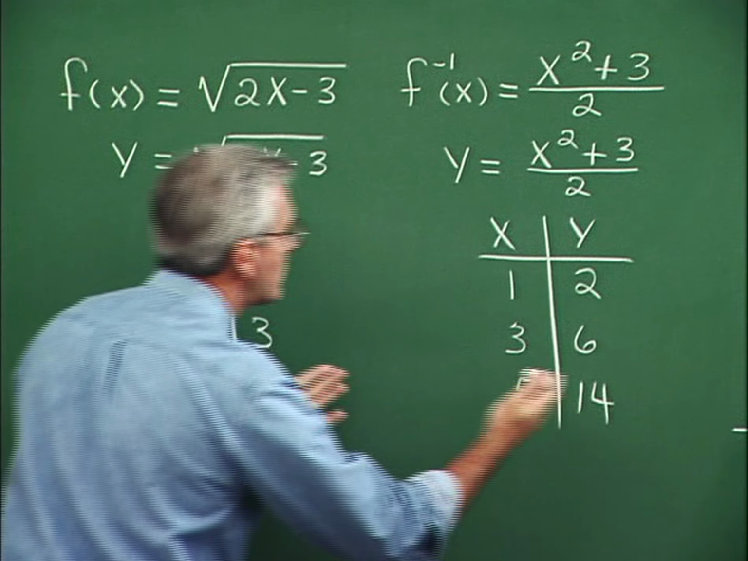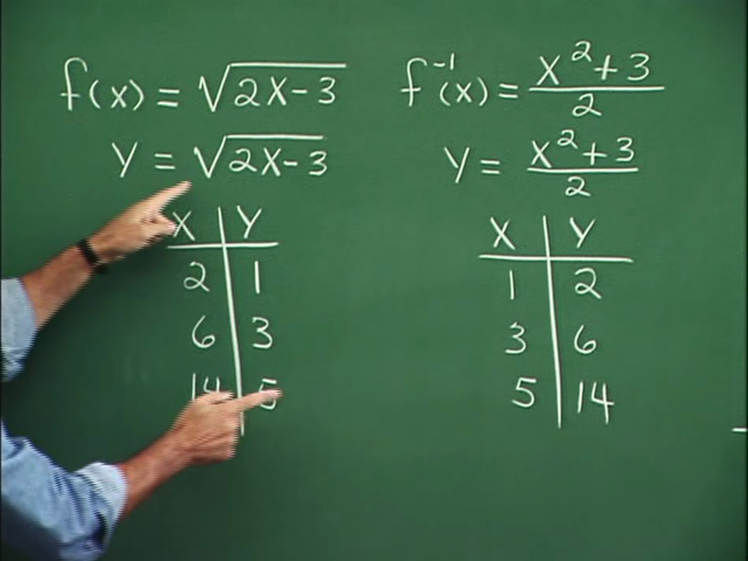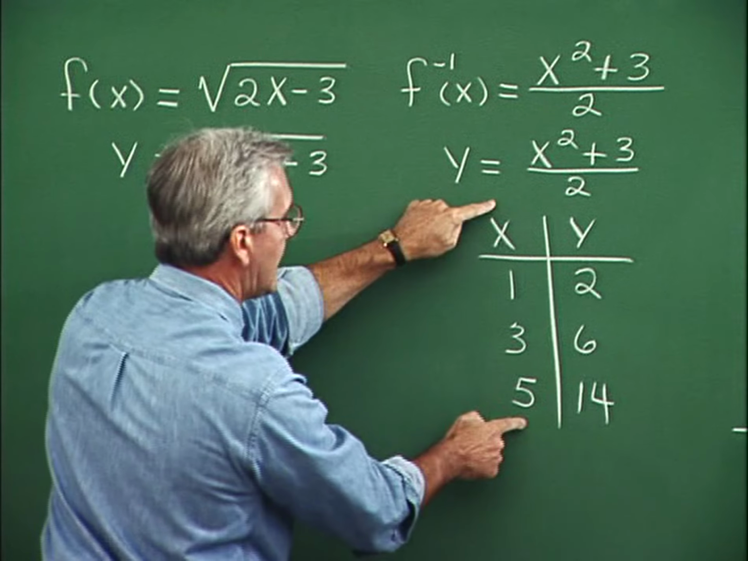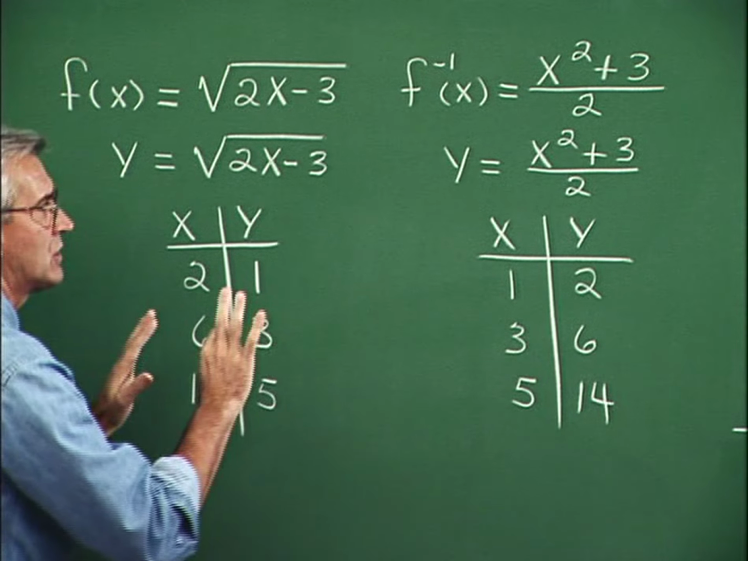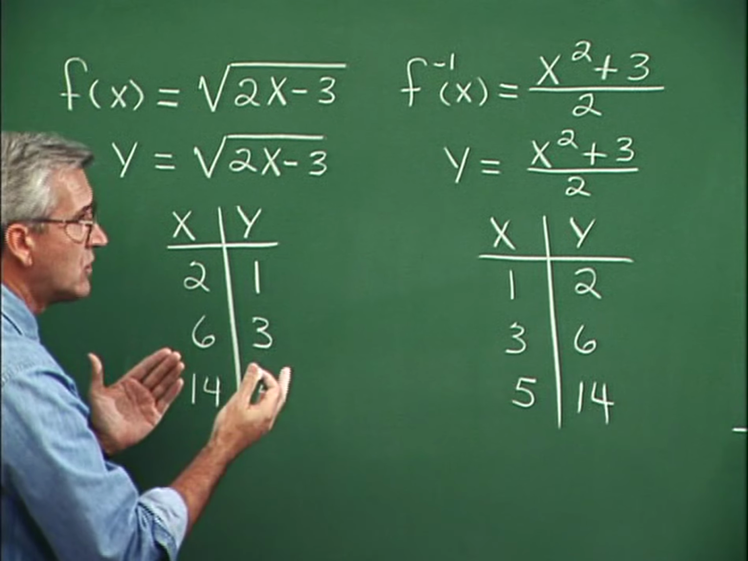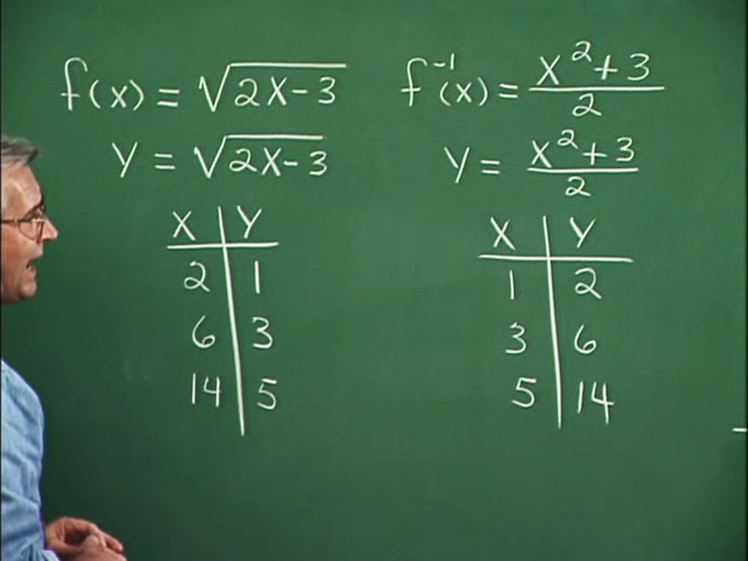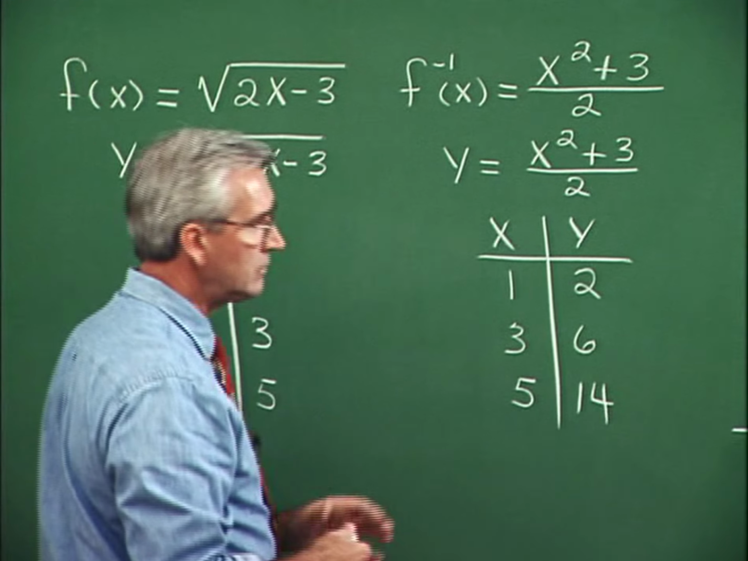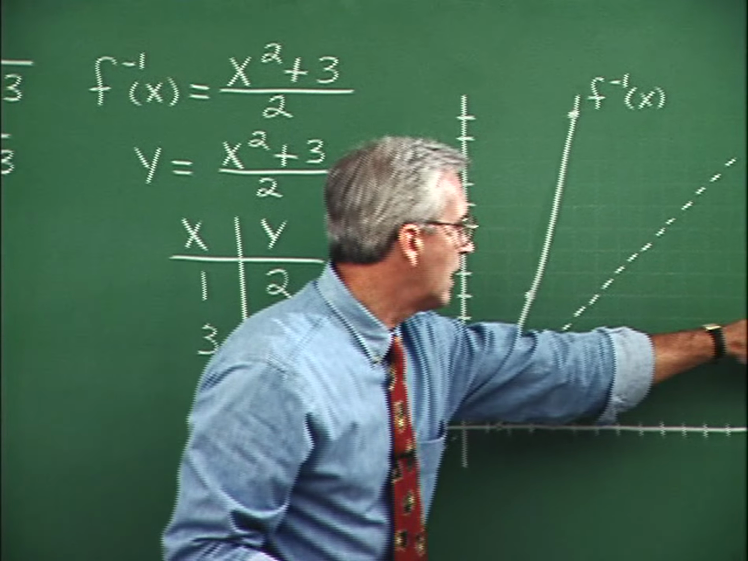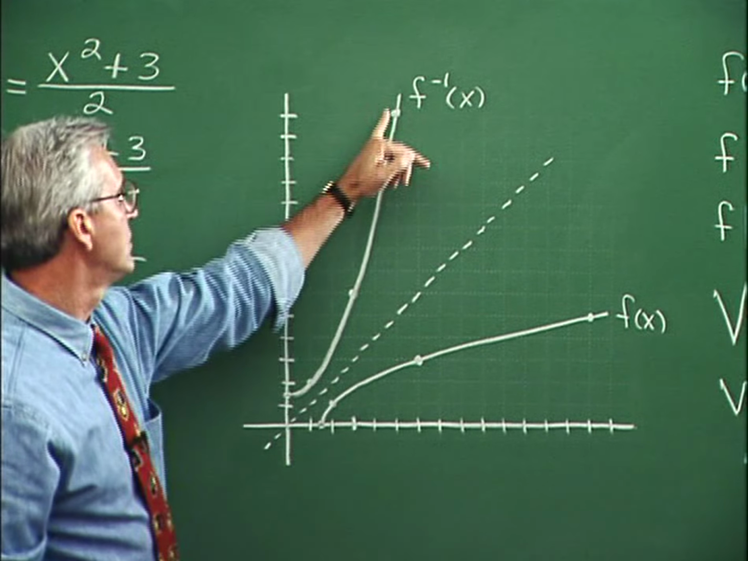Now notice here that the column of x values is the same as the column of y values over here, and the y's here are the same as the x's here. Another situation of this role of x's and y's being exchanged when we are talking about functions and their inverses. When we plot the points and look at the graphs, here's the graph of f, and here's the graph of f inverse.